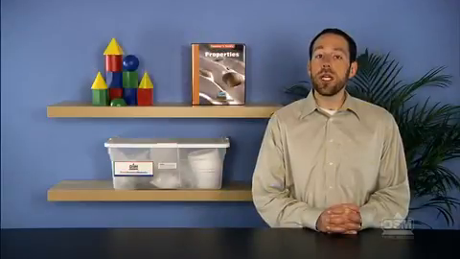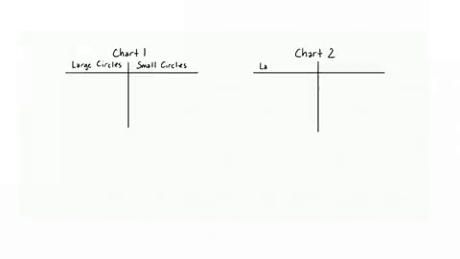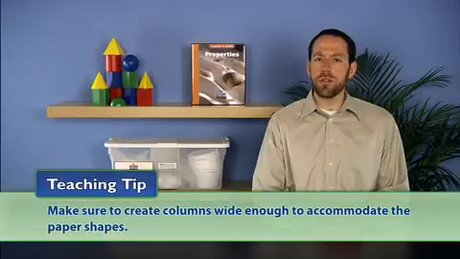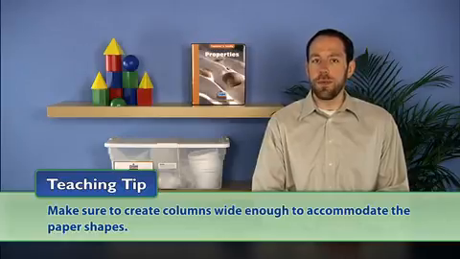Next, draw 3 charts on the board. The first chart should have 2 columns labeled large circles and small circles. The second chart should have 2 columns labeled large squares and not large squares. The third chart should have 3 columns labeled red circles, blue circles, and yellow circles. Make sure to create columns wide enough to accommodate the paper shapes you will place in them.